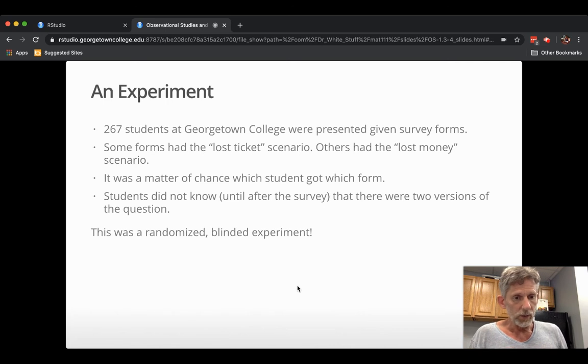For all they knew when they were filling out the survey, they thought they were just being quizzed about how conservative they were with money. They had no idea that they were really being quizzed about whether the way you lose the money affects your decision about spending more money. So they didn't know it, but they were part of an experiment, a randomized, blinded experiment.